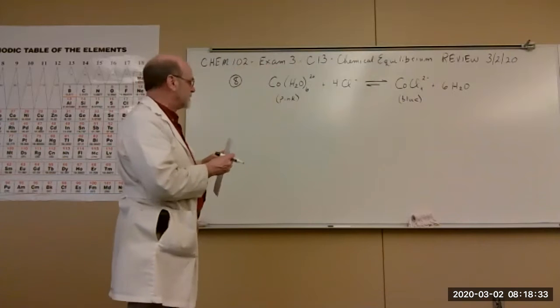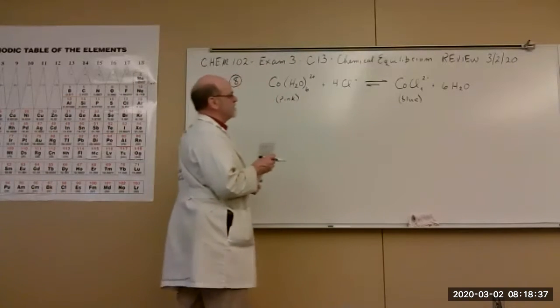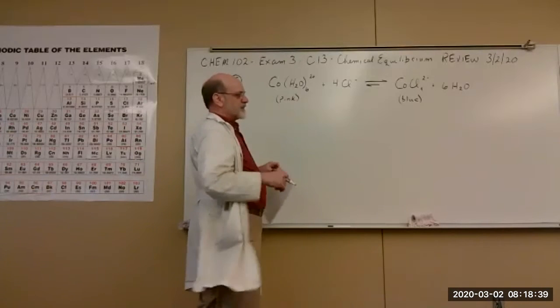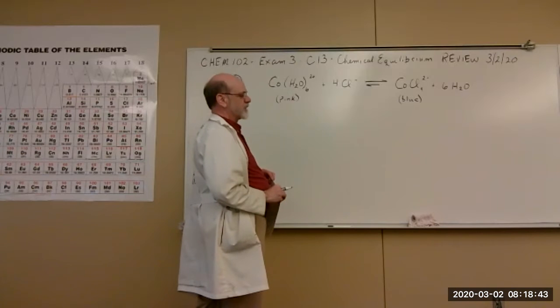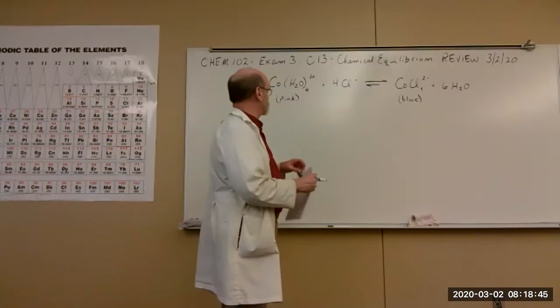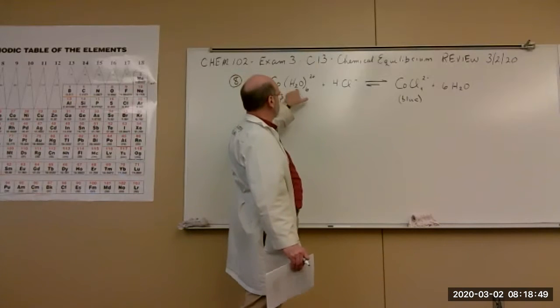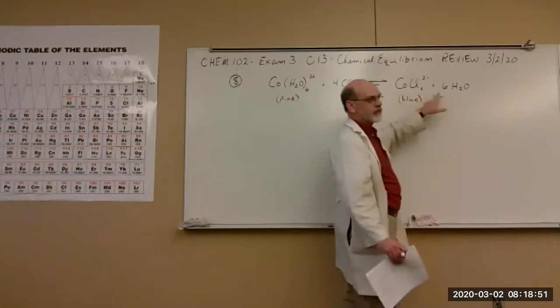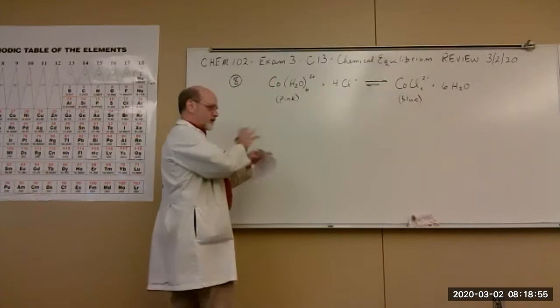So the chlorine is what's making the change then? Yeah, it's actually the spectral absorption characteristics of cobalt that change when it's associated with water versus when it's associated with chlorine. Okay. That changes the way it absorbs light.